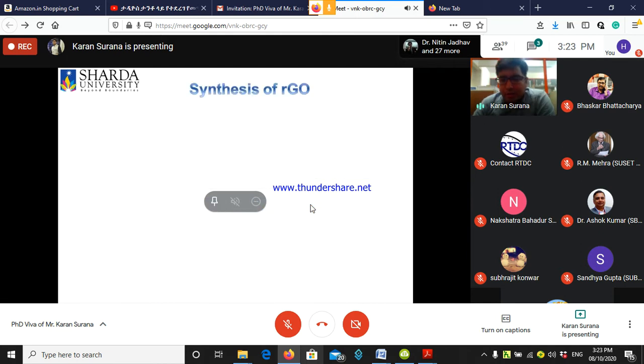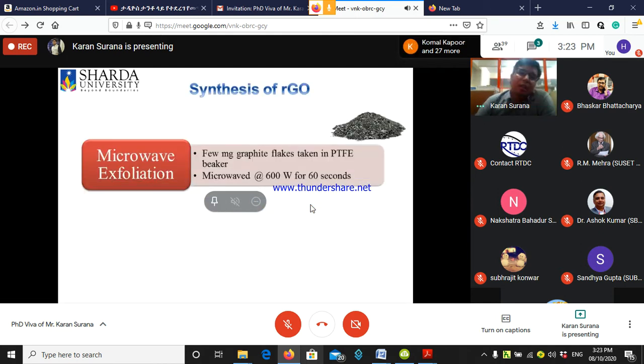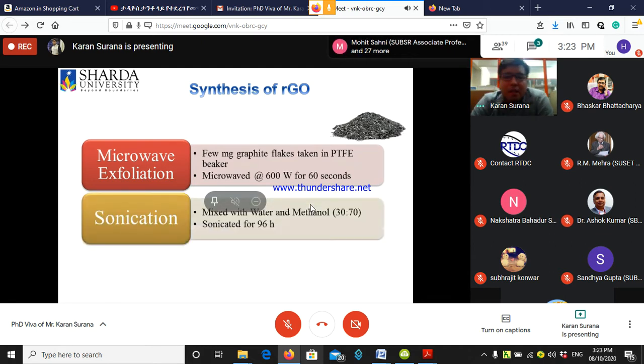Now, the synthesis of the reduced graphene oxide. For this, we chose the microwave exfoliation method, where the precursor was graphite flakes. The graphite flakes were taken in a PTFE beaker and microwaved at 600 watt for 60 seconds. Basically, with microwave exfoliation, it formed exfoliated graphite oxide. Then sonication was carried out using water and methanol in the ratio 30:70 for about 96 hours. This led to graphene oxide because the layers were exfoliated.